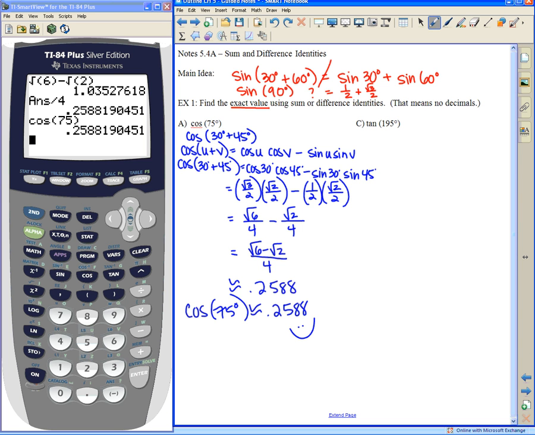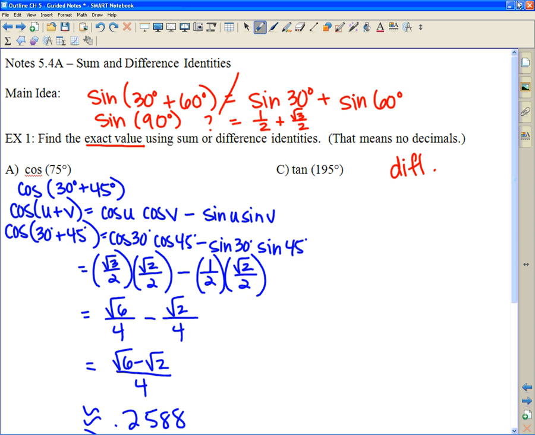Tangent of 195, I'd like you to use differences just for the practice. So how can we get 195 using a difference? So obviously we need to be thinking about somewhere in 200 because we have to be bigger than 195. So tangent of, let's see, a 225 minus 30.